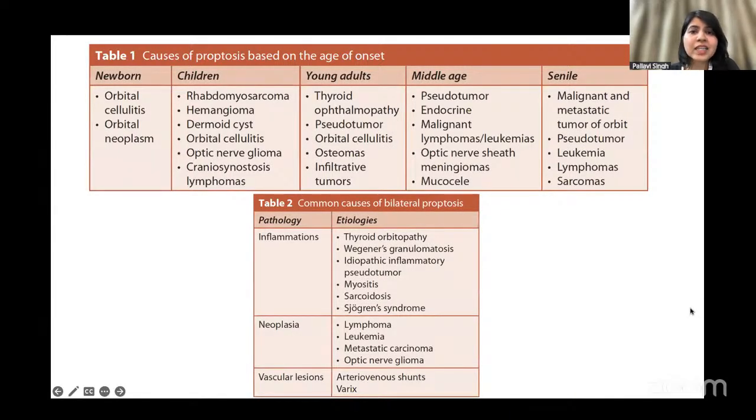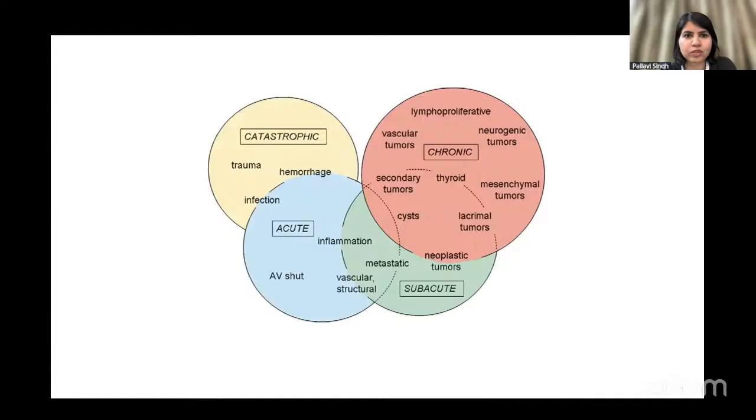So there are a couple of slides here in this presentation that I would encourage you to take screenshots of, because all of these points that we're discussing during history taking and examination, the differential diagnosis for all of these, you would find in these slides. So if you look at the age of onset, you have different causes of proptosis depending on the age. So you have different causes in newborns, in children, and young adults. So you can go ahead and take a screenshot of this. And then as and when you ask these questions, you know what your differential diagnosis is going to be.